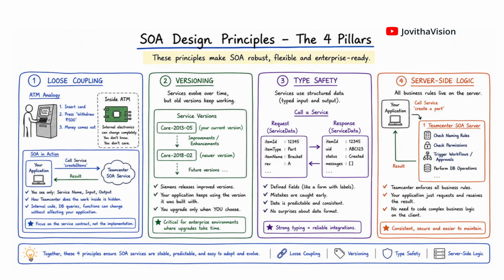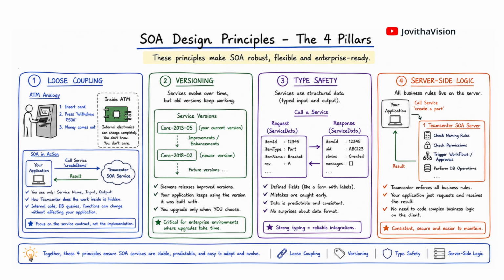SOA works the same way. Your application calls a service by name, say create items, sends in the required details, and gets back the result. How Teamcenter does the actual work inside, which database queries it runs, which internal functions it calls, that is completely hidden from your application. Siemens could change all of that internal code in a new Teamcenter version. Your application would never know because the only thing your application ever sees is the service name, what it sends in, and what comes back.